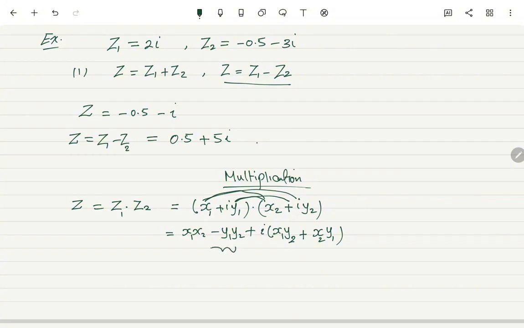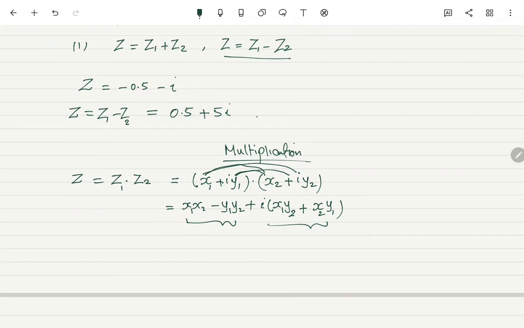Again, this is the real part of the resultant multiplication complex number, and this is the imaginary part. So the real part of z equals x1 x2 minus y1 y2, and the imaginary part of z equals x1 y2 plus x2 y1.